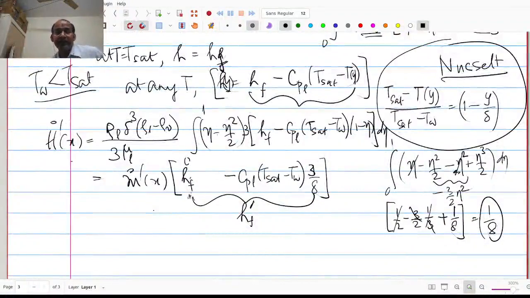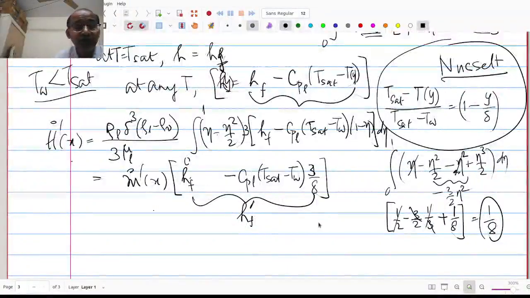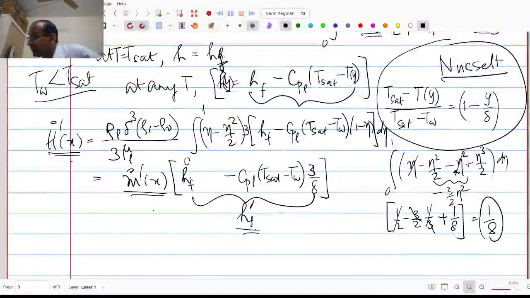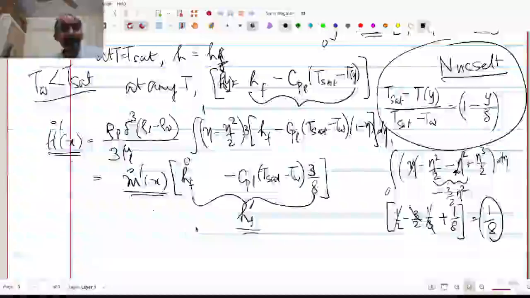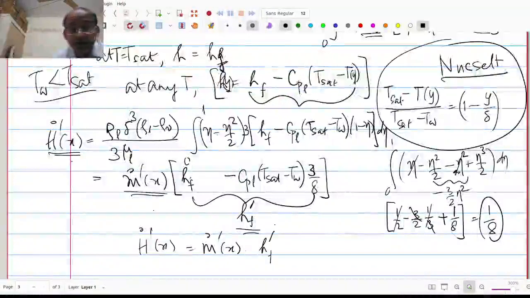The enthalpy is not equal to HF. It is not equal to CPL into Tsat minus Twall, but it is some fraction of Tsat minus Twall subtracted from HF. So I call this HF prime. So I have this H dot at any x will be equal to m dot prime, which is the total mass flow rate, multiplied by an effective HF prime. Okay, so this is the expression that I would write. So H dot prime of x is equal to m dot prime of x multiplied by HF prime.